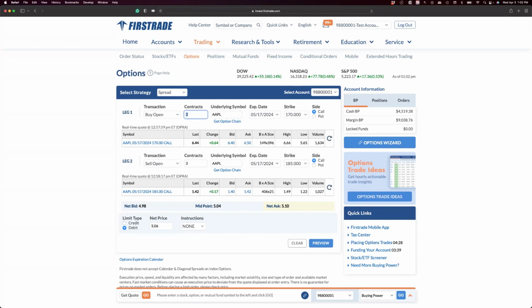Is there a situation when the number of contracts for leg one and leg two must be different? No. For vertical spreads, they must be identical. You cannot trade a vertical spread where one leg has a different number of contracts than the other leg. The definition of a vertical spread is that both legs have the same number of contracts.